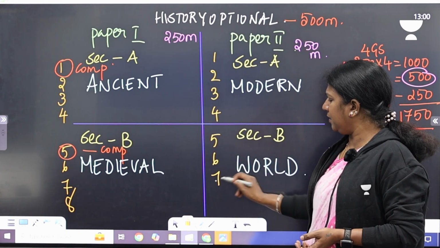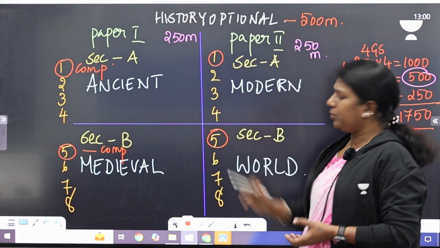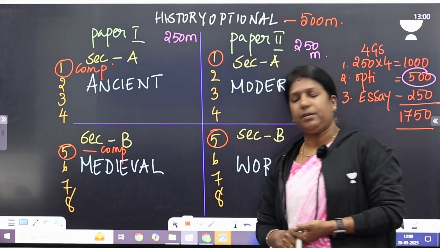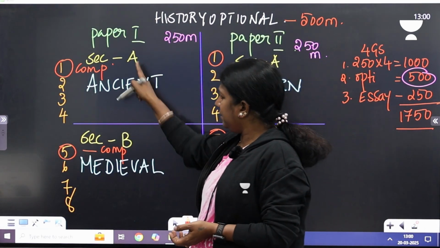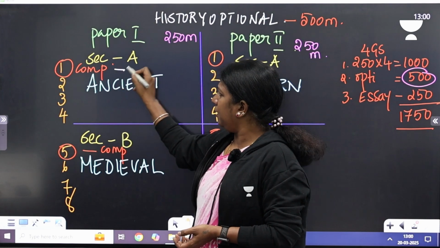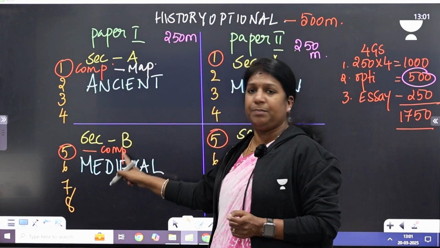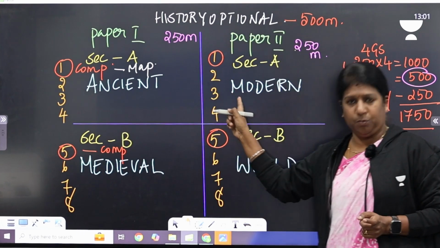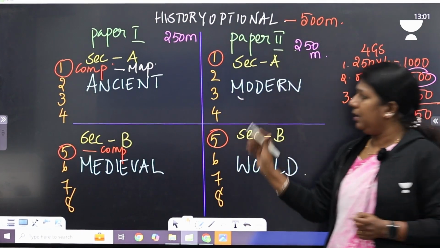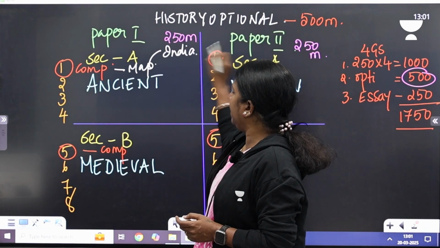So I'm taking running numbers here. Out of which 1 and 5 are compulsory. So these are compulsory ones, which is for 50 marks. And in this section A, the compulsory part is your map marking. So we do not have map marking in medieval. We do not have map in modern. We do not have map in world. So it's only map, and particularly the map is pertaining to India.